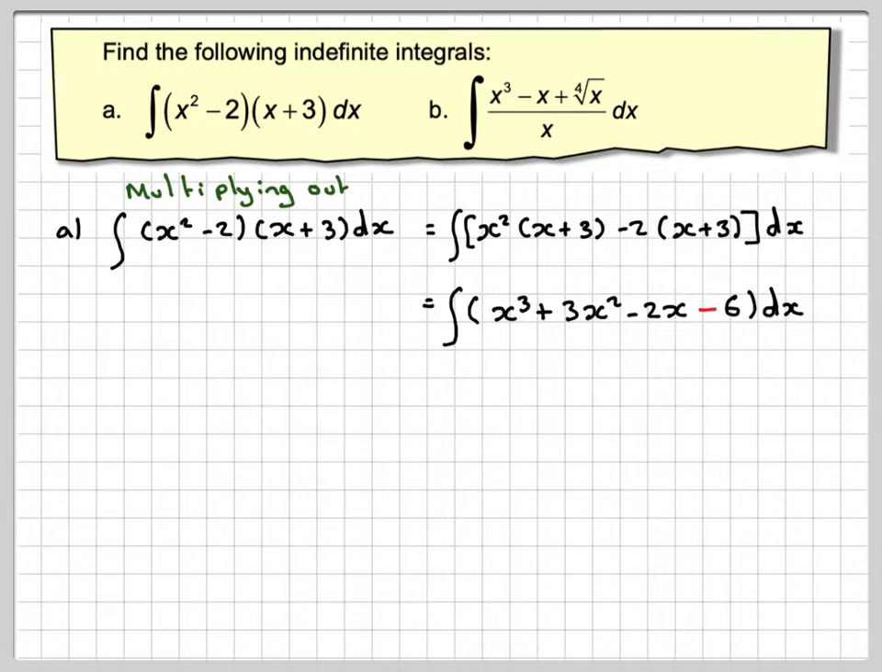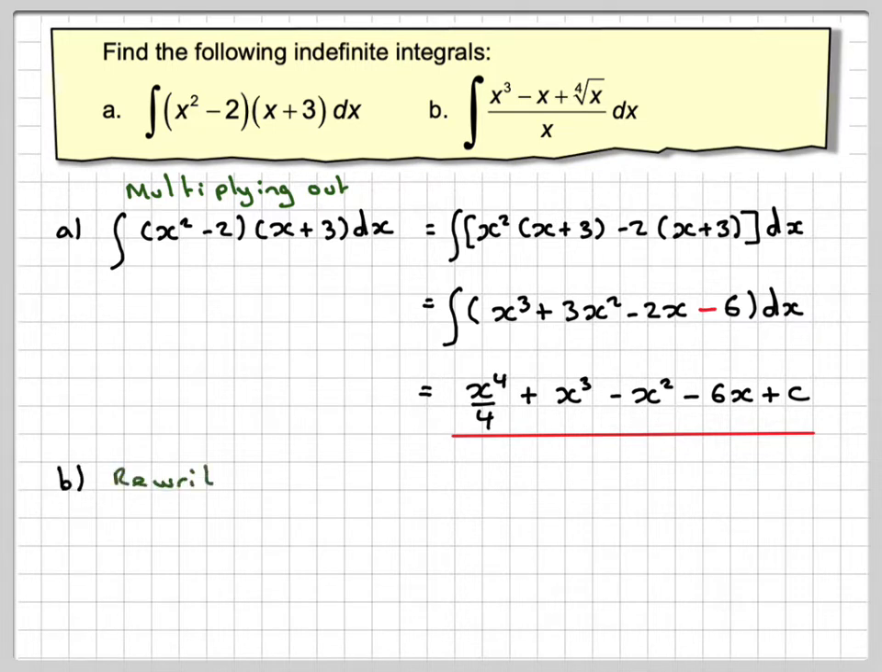minus 6 dx. So integrating now using the power rule becomes x to the 4 over 4 plus 3x cubed over 3, which just becomes x cubed, minus 2x squared over 2, which will become minus x squared. And then when you integrate a number, you just put an x in, so we get minus 6x plus c, and that's the final answer.